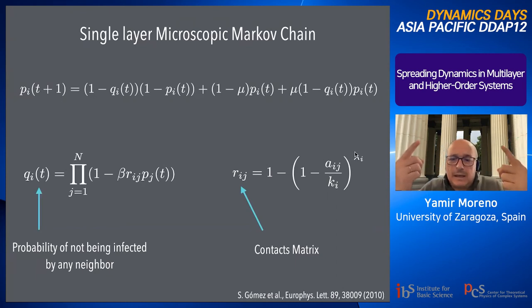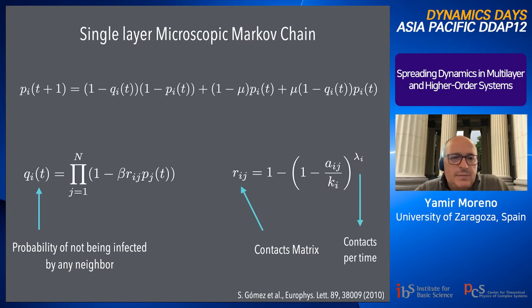You will contact one, and you will contact one proportional to the degree of that individual. So if you try this many, many times, of course, at the end of the day, you will contact all your neighbors. So that's why we say that this is a family of models defined by lambda I, the number of contacts per unit time. If the number of contacts per unit time is equal to infinity, this is the GCC matrix. If not, it's a matrix that is anyway accounting for the number of contacts that you have.